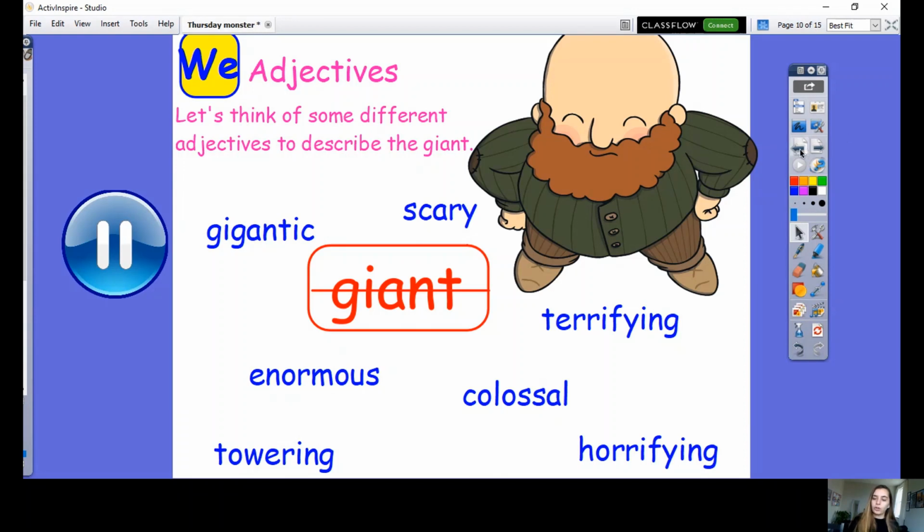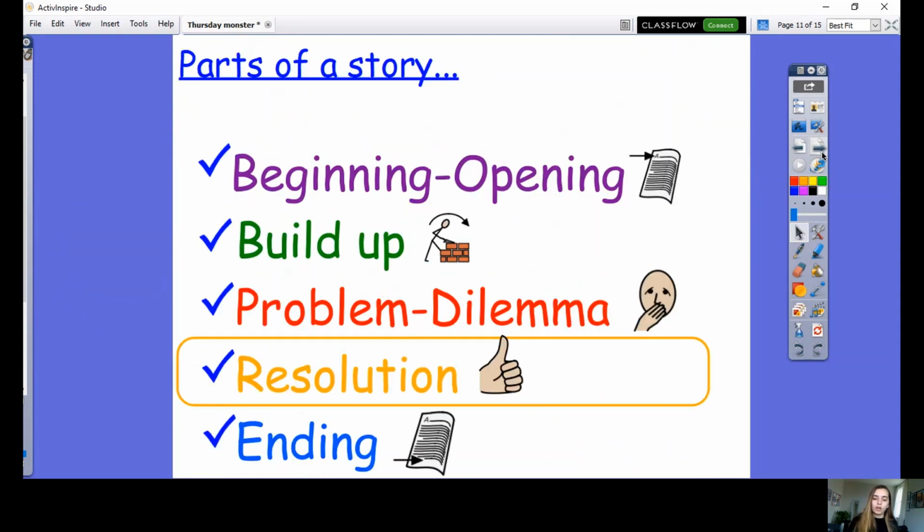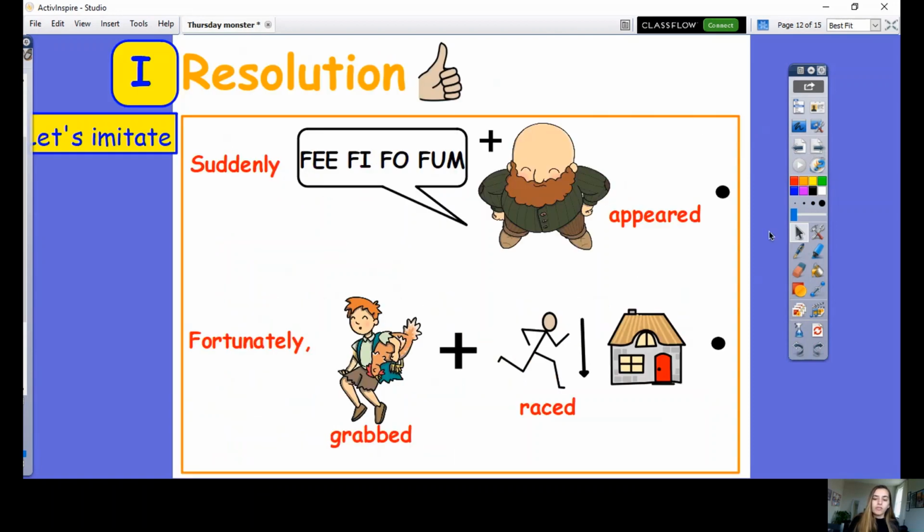So now that you're ready, you have changed the description of your giant. You can put a lot of detail into that. And both your sentence starters, you are now ready to write your resolution. So our resolution, let's go through our actions. Ready with our capital letter?